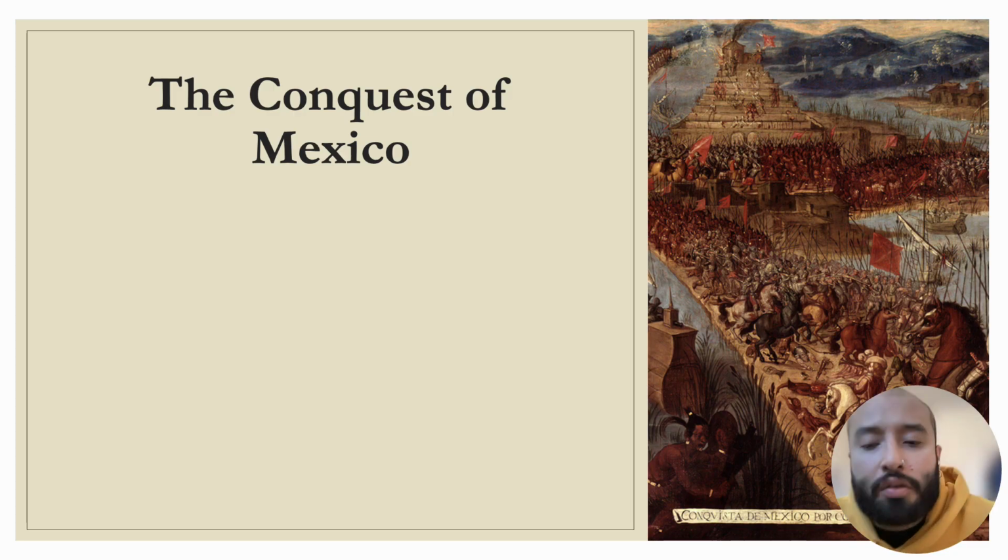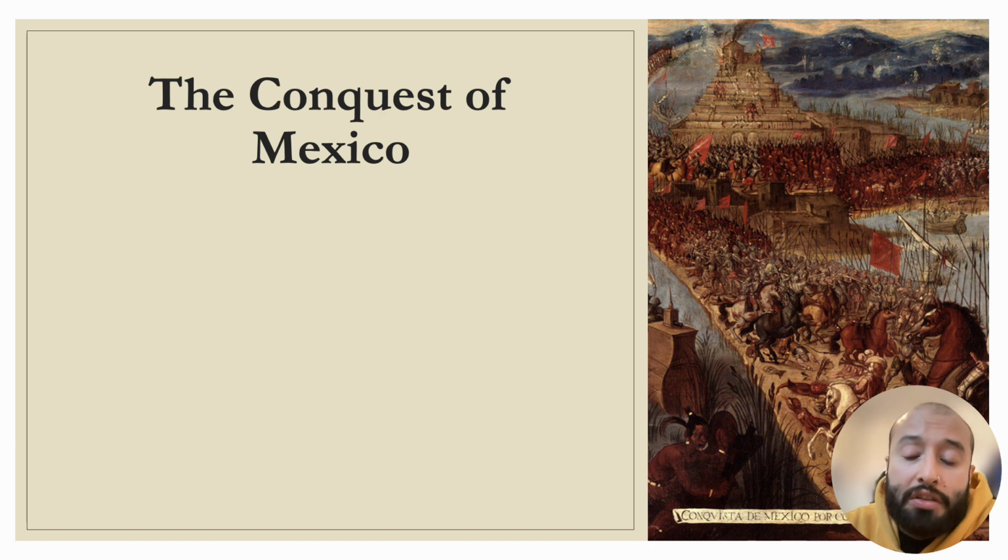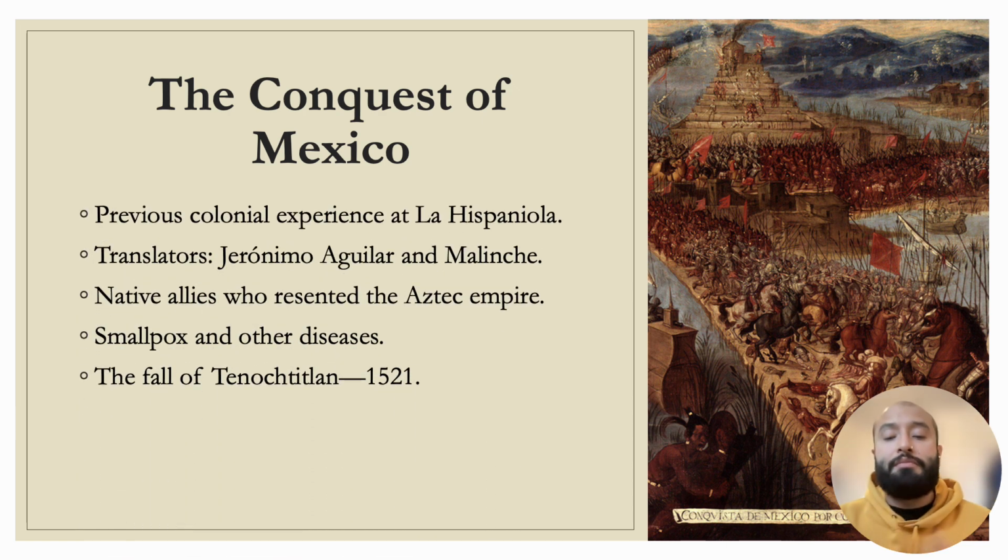So let's start with the conquest of Mexico. What today is Mexico, what back then was the Aztec Empire. You see here a representation of the siege of the city of Tenochtitlan. Tenochtitlan, as I mentioned last time, was the capital of the Aztec Empire, located in what today is Mexico City. So let's see the main characteristics of the conquest of Mexico.